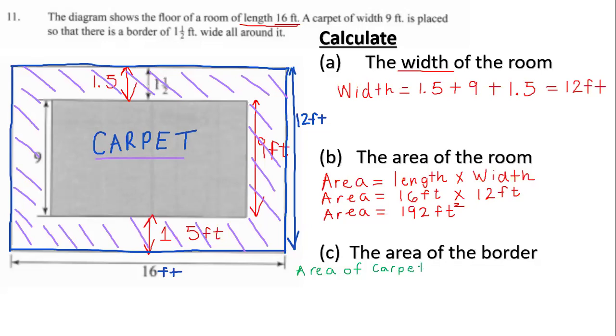So the area of the carpet is going to be equal to the length of the carpet times the width. They say the width of the carpet is 9. What's the length of the carpet? So think about it. We want this green part. You already know that the whole thing is 16. So the length would be equal to what? 16 minus what? Because we want this part, right?